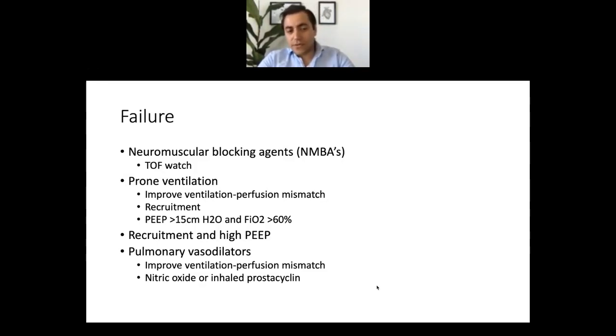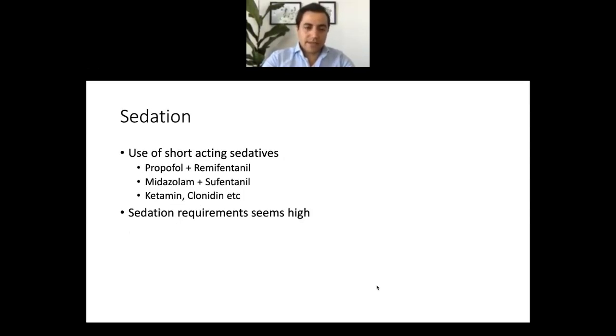The most commonly used agents for this are nitric oxide and inhaled prostacyclin, but you need to have appropriate equipment to make use of these agents. So for the sedation of the patient, we advise the use of short-acting sedatives, such as propofol and remifentanil.